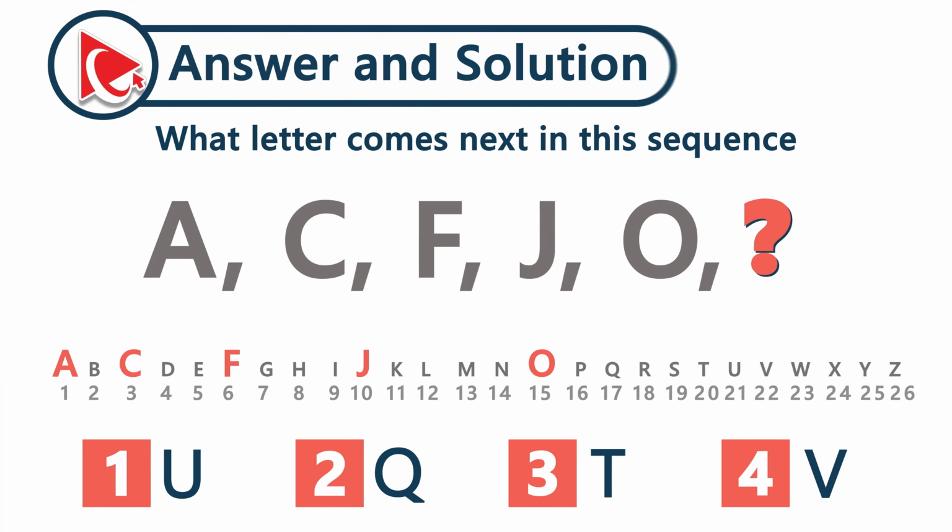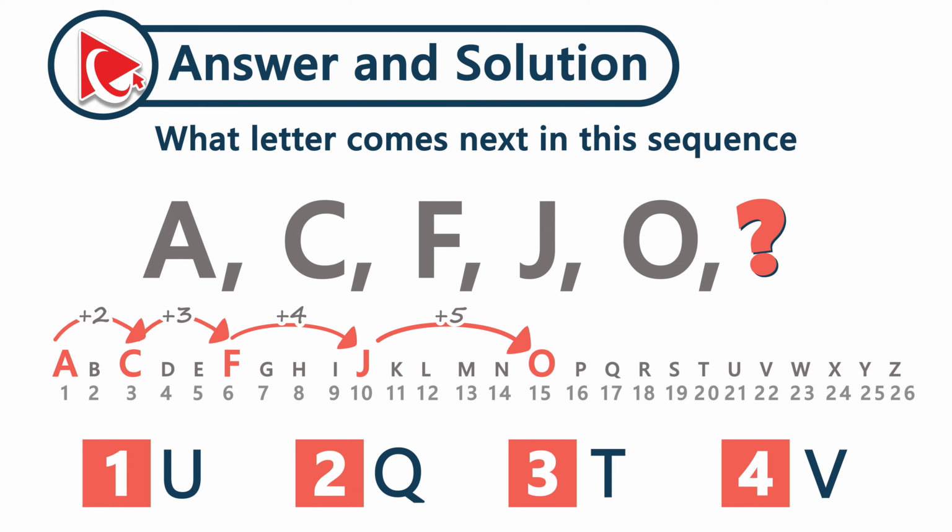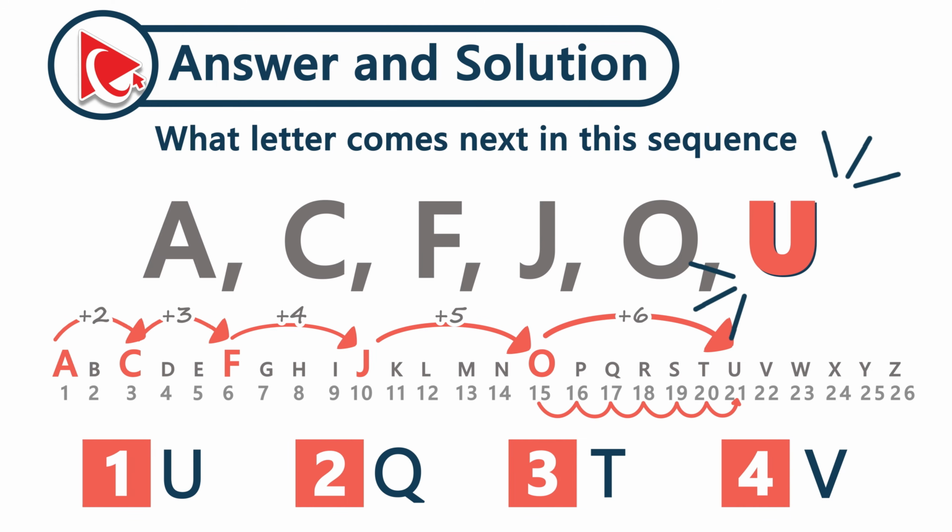Look closely at the gaps between the letters. A to C is +2. C to F is +3. Then +4, then +5. Do you see the trend? The last letter is O, which is the 15th letter of the alphabet. Add +6 and we get 21, which is the letter U. And that completes the pattern. So the correct answer here is choice 1, U.